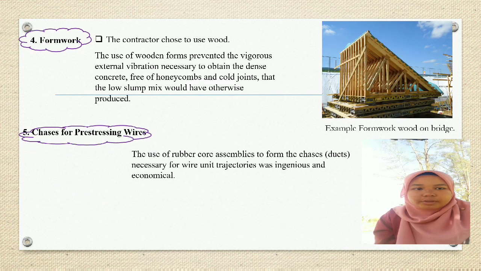Fourth, formwork. The contractor chose to use wood. The use of wooden forms prevented the vigorous external vibration necessary to obtain the dense concrete free of honeycombs and cold joints that the low slump would have otherwise produced. Last, chase for prestressing wires. The use of rubber core assemblies to form the chase necessary for wire trajectory was ingenious and economical.